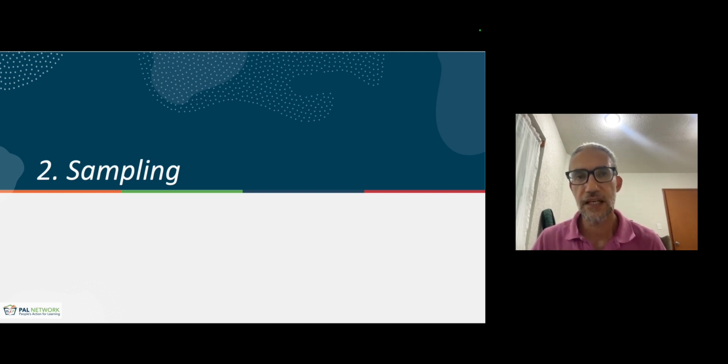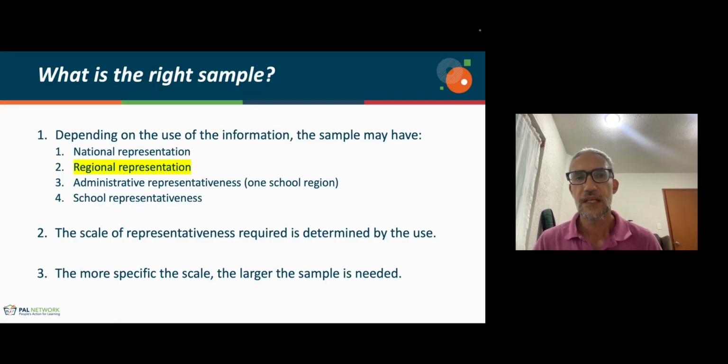The second important key element is sampling. And what is the right sample? Depending on the use of the information, the sample may have national representation, regional representation, administrative representativeness, for example, one school region, or school representativeness.